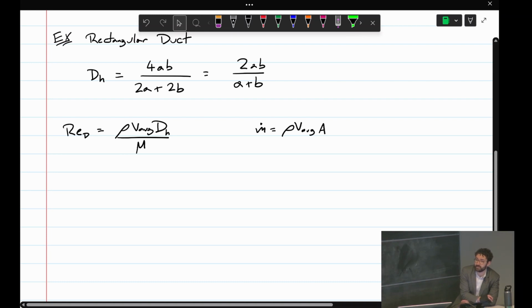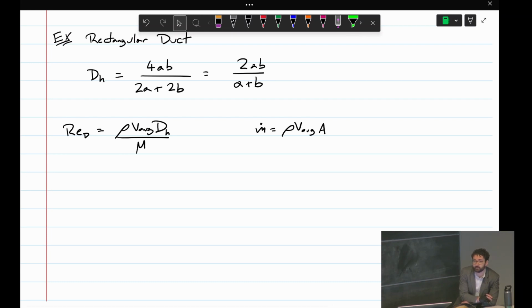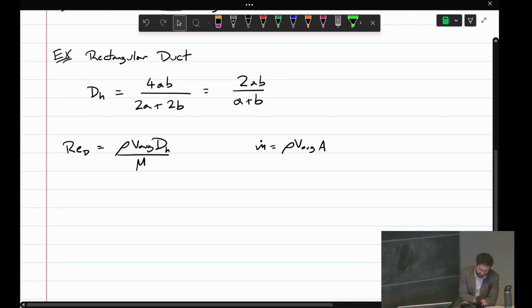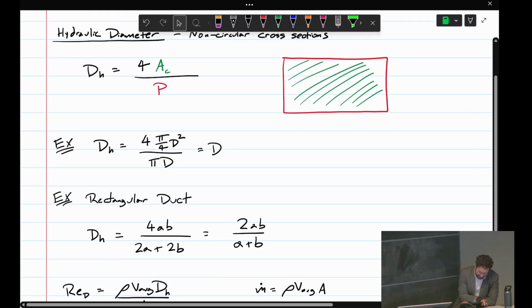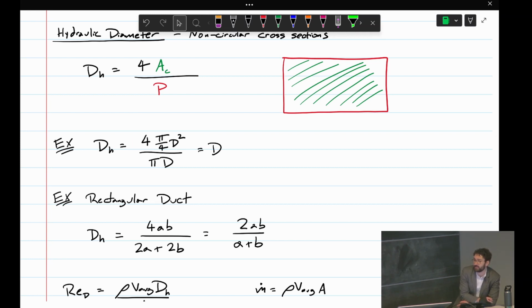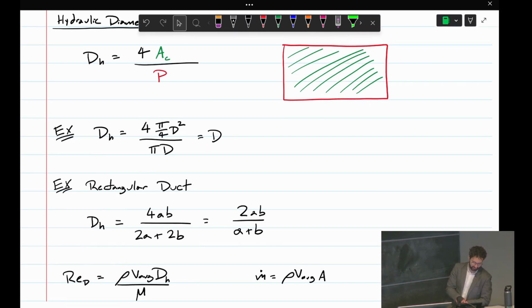Oh yes, do you have a question? Yeah, I was just wondering, what's the starting derivation? 4A over P just seems so clean. I don't know. Yeah, it is clean. I agree. I think part of this is so that we get the diameter of a circle when we plug a circle into this. We feel like the hydraulic diameter should depend somewhat on the area, maybe somewhat on the perimeter, if you have some really wonky shape. I'm not sure of the starting derivation of this, but you're right, it is a straightforward thing to calculate.